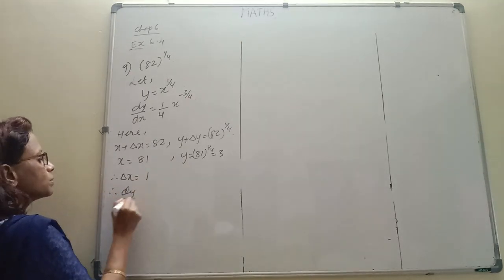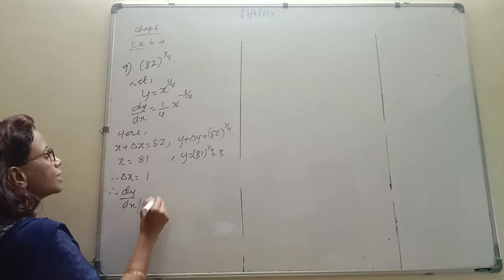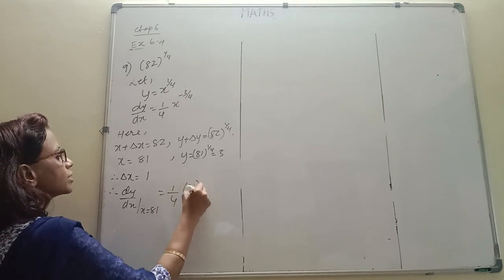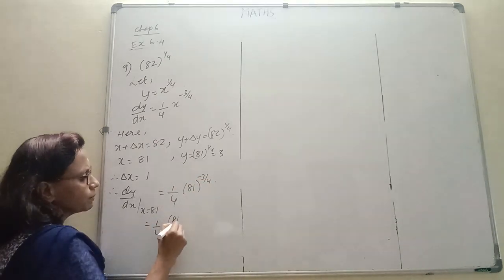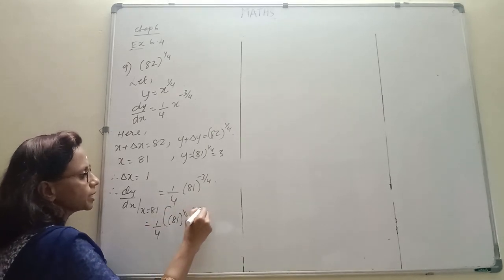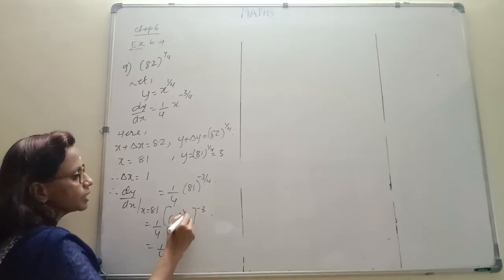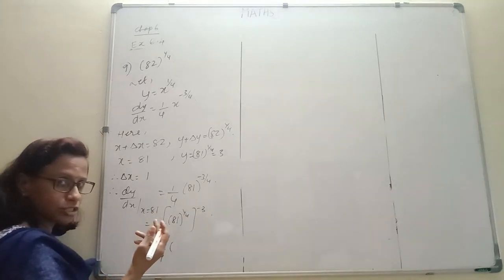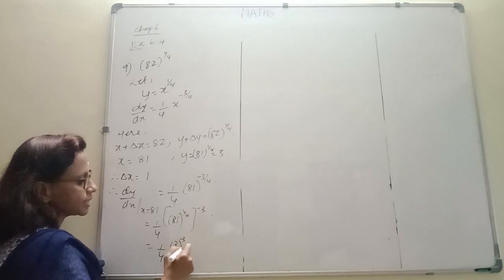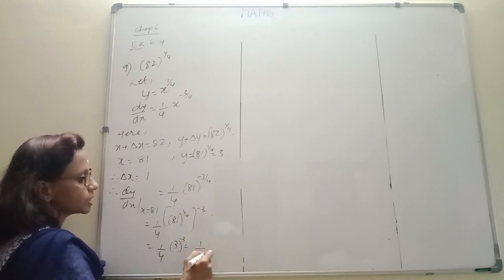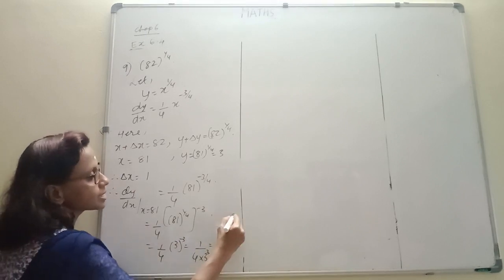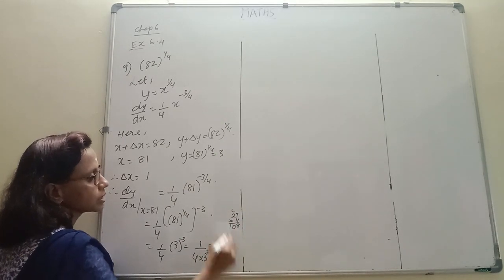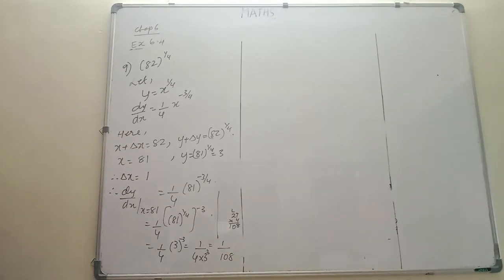That allows us to find dy by dx at x equal to 81. It is 1 by 4 into 81 raised to minus 3 by 4, which means 1 by 4 into 81 raised to 1 by 4, whole raised to minus 3. Since 81 is 3 raised to 4, 81 raised to 1 by 4 is 3. So this is 1 by 4 into 3 raised to minus 3, which is 1 by 27 into 4. How much is 27 into 4? 4 sevens are 28, 4 twos are 8 and 1 is 9, so it is 108.